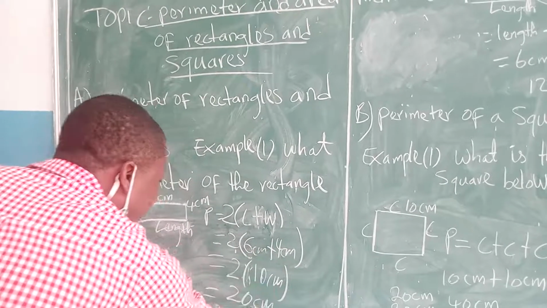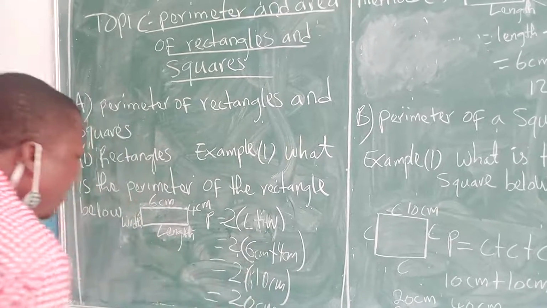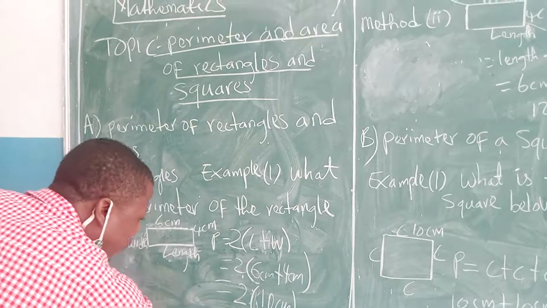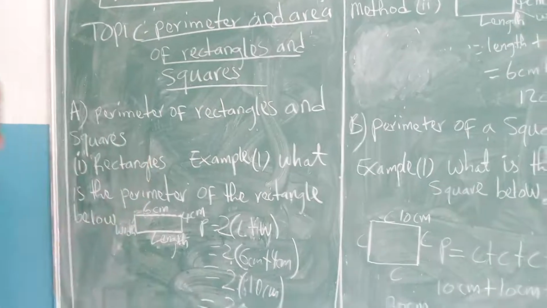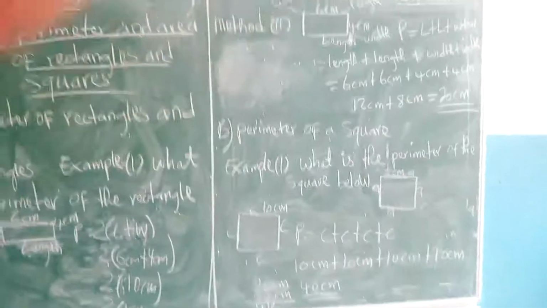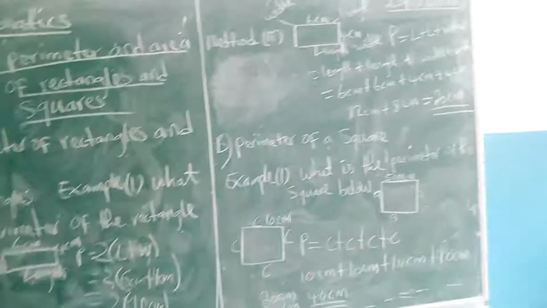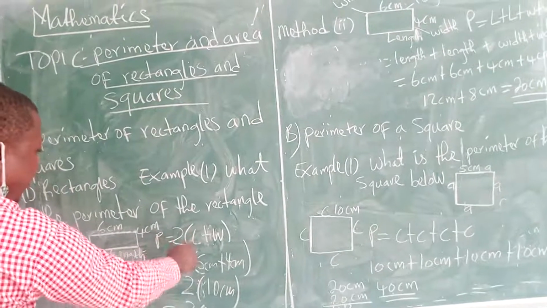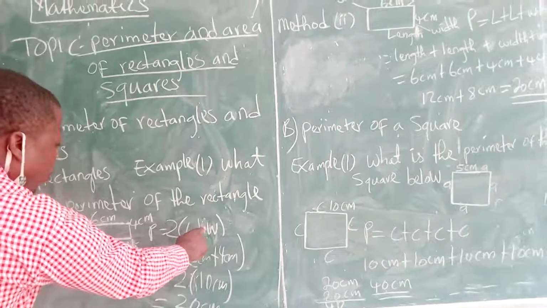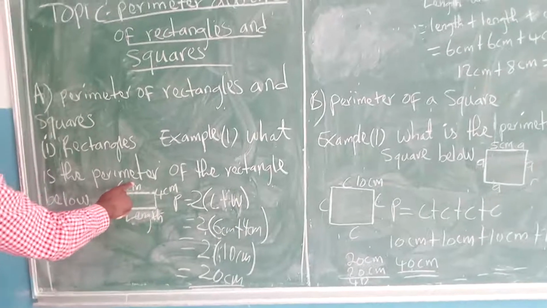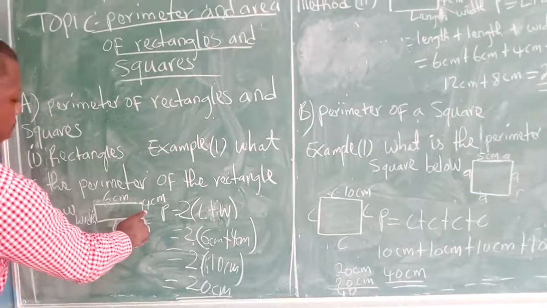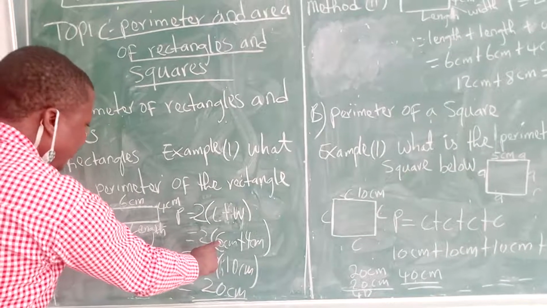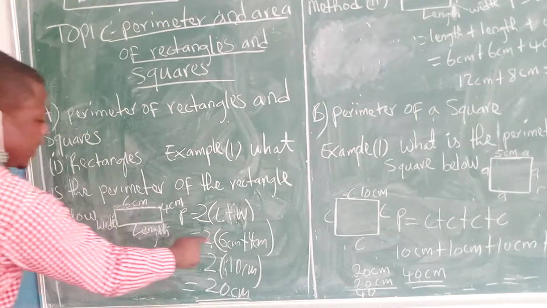So this is the first method. P is equal to 2 in bracket, length plus width. This is the length and this is the width. And we say 2 of length, which is 2 times 6 centimeters, plus 2 times 4 centimeters. Or we say 6 plus 4, which gives us 10 centimeters in bracket times 2, and will be 20 centimeters. Let us look at the second method we can use for the same problem.